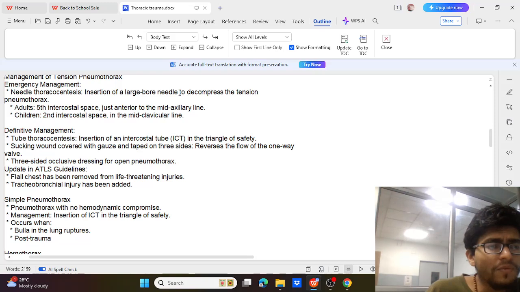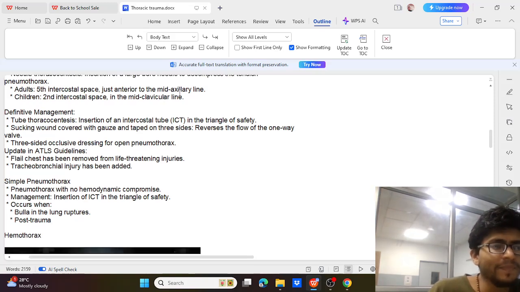In case of open wound, we'll close the wound with a gauze and tape it on 3 sides, as we have discussed in the case of an open pneumothorax where there is a wound, okay, and there will be 3-sided occlusive dressing for open pneumothorax. So we put a gauze and tape it on 3 sides.